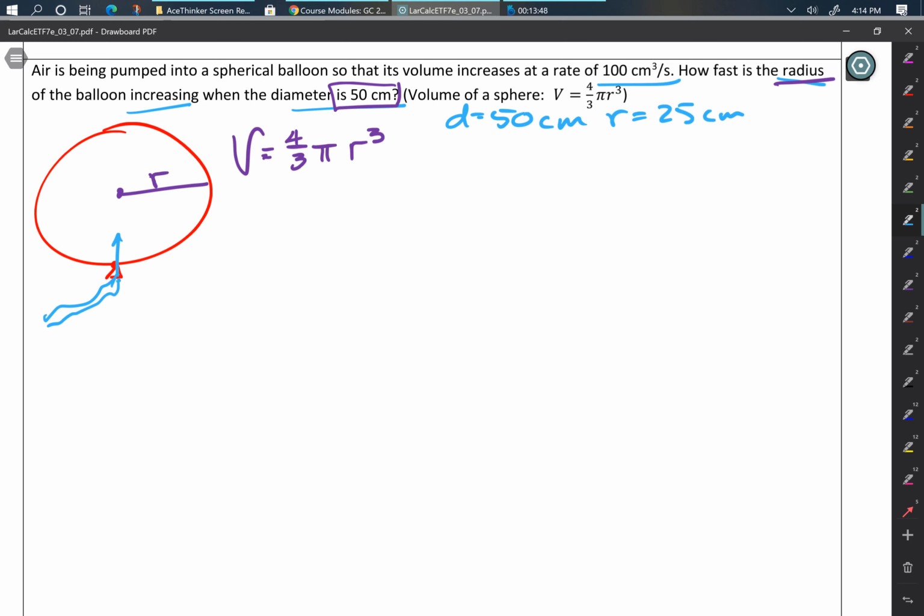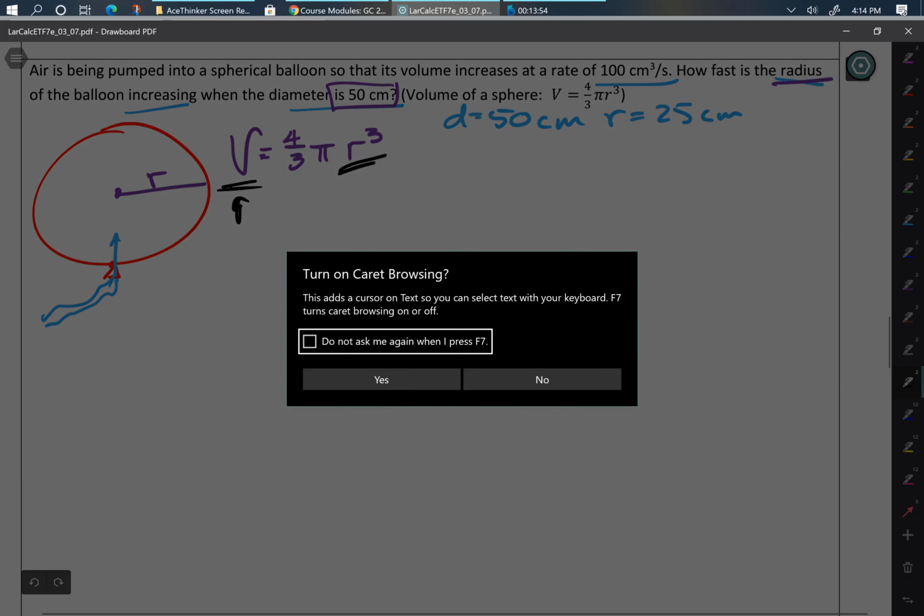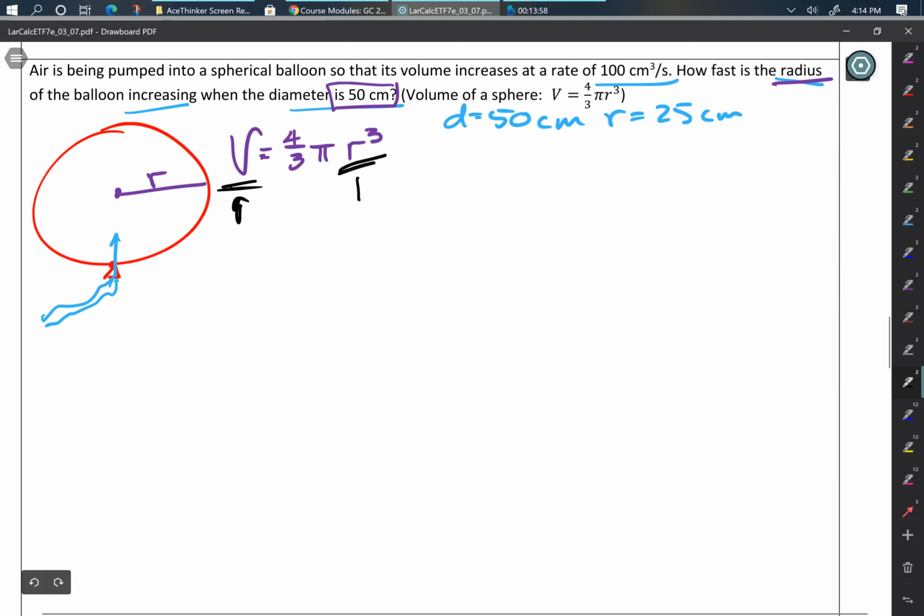Okay, all right, so I've got an equation V. V is a function of time, so that is changing with respect to time. I got a variable r. R is also changing with respect to time. And if both of those are changing with respect to time, then there's not much else to do. We can just start taking derivatives and make this thing happen.